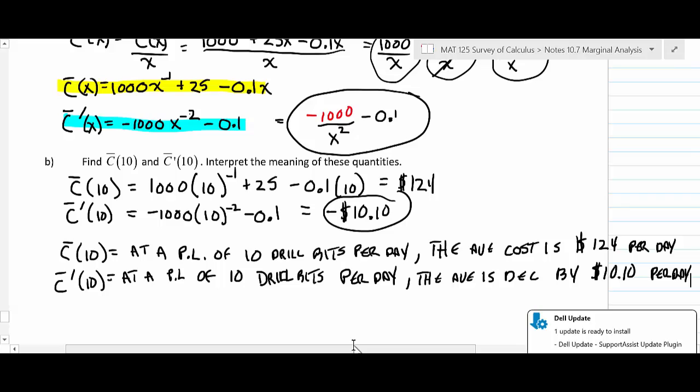And the next one's a rate of change, so the average cost is going to be decreasing by 10 per day for those 10 things that you're producing. Okay? All right, that's how that goes. Then the last prop, yes, go ahead.